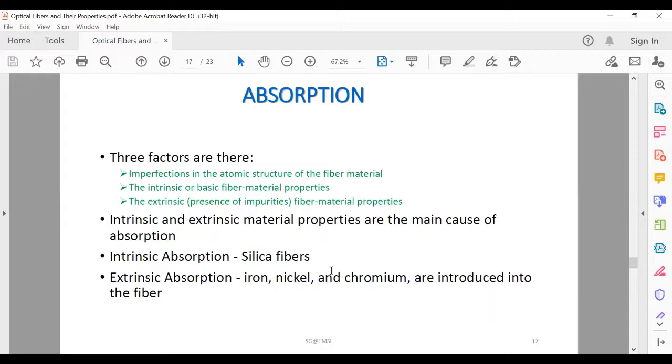The amount of water impurities present in a fiber should be less than a few parts per billion, and the fiber attenuation caused by this intrinsic type of absorption is affected by the level of hydroxyl ion present inside the fiber. Now if the amount of impurities in a fiber is reduced, the fiber attenuation is also reduced.